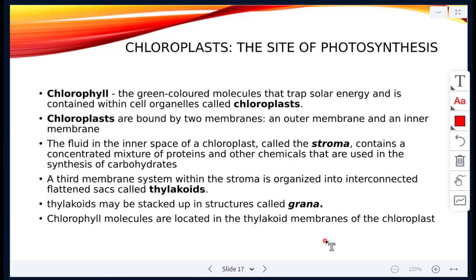Chloroplasts are the site of photosynthesis. Within chloroplasts, there is chlorophyll. This is the green colored molecules that will trap solar energy, and it is contained within the chloroplasts. Chloroplasts are bound by two membranes. They have an outer membrane and an inner membrane.